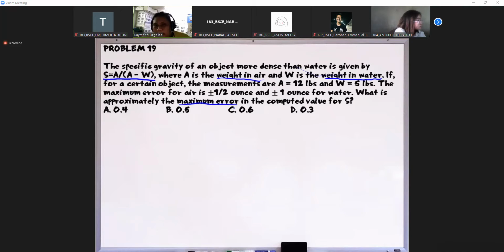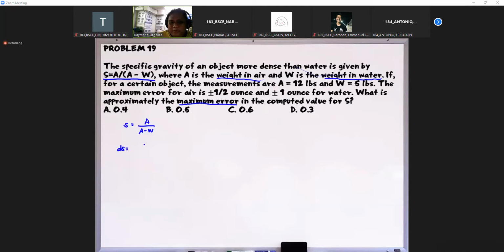Ang sinabi lang is pwedeng magbago yung weight sa air ng plus or minus 1/2 ounce, and yung sa water naman is plus or minus 1. Okay? So ibig sabihin kahit positive yung error sa air, pwedeng magkaroon ng negative yung error sa water. 'Di ba? So let's try to solve for the error for the computed value of S. So ganito yung given sa atin: A over A minus W. Okay? So we want to solve for ds in this case.